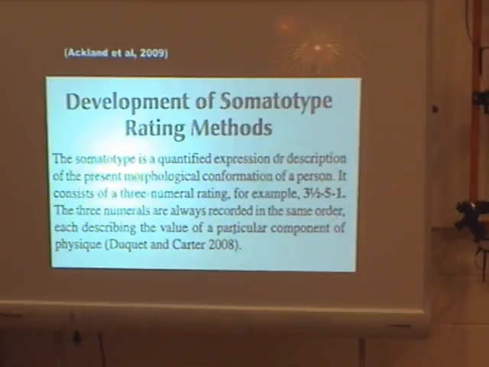And they're always reported in that same way: endomorphy, mesomorphy, ectomorphy. They're typically values from 1 to 7. Now, there's a new scale that will allow the numbers to go higher than 7, but if you see a graph, typically the numbers range from 1 to 7.